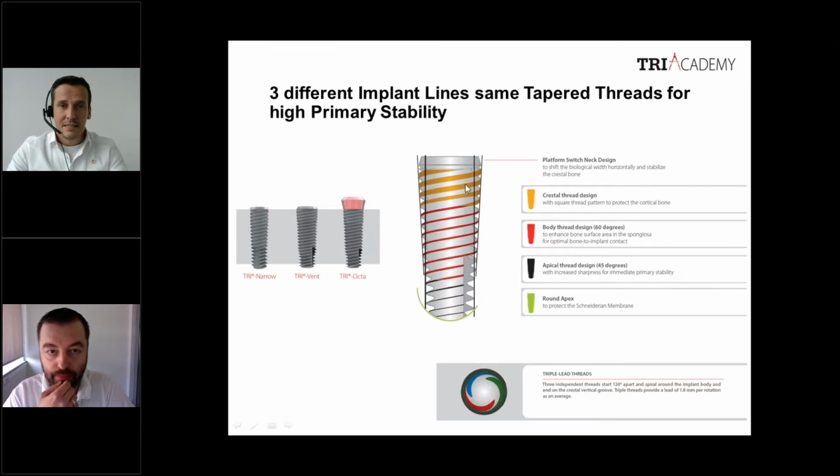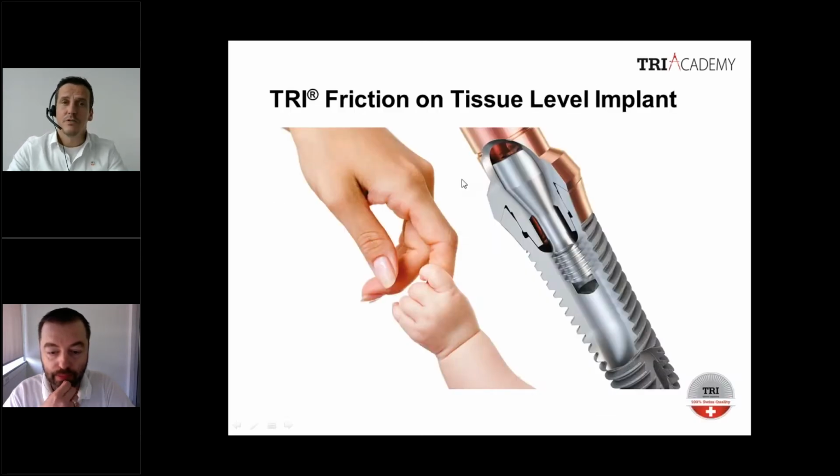Last but not least, a very big advantage of the system is our so-called friction connection between the abutment and the implant itself. You can see it here. We have a slightly frictional connection between the abutment and the implant. The internal octagon of the implant is frictionally connected with the external octagon of the abutments, and this gives you a lot of security. There's no screw loosening, and there is no micro movement between abutment and implant, and this is quite unique in the dental world.